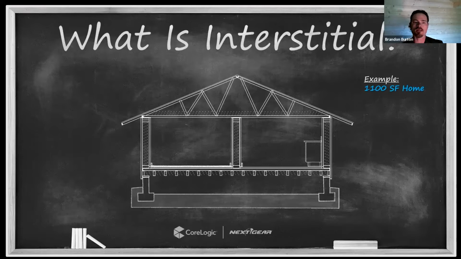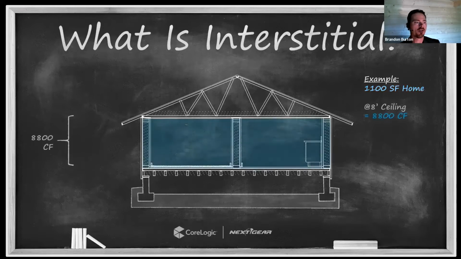Most of us, when we look at how many cubic feet of airspace are inside that structure, use that entire footprint of 1,100 square feet, and then multiply that out by the ceiling height, right? What is the delta between my deck height and my lid, my ceiling? If I've got an 8-foot ceiling, that's 8,800 cubic feet, right? 1,100 square feet, 8-foot ceiling, 1,100 times 8 is 8,800. So 8,800 cubic feet. Well, let's think about the interstitial spaces for a minute.